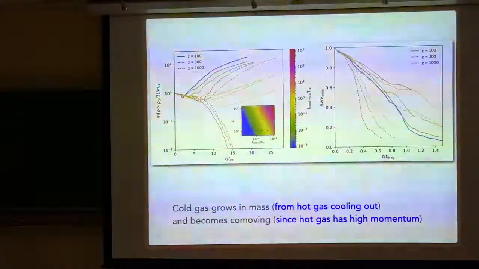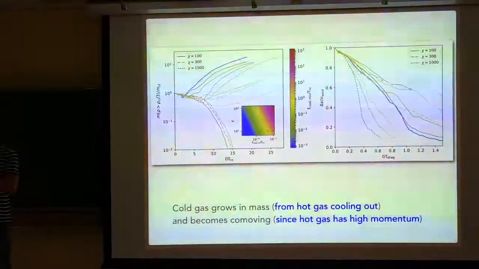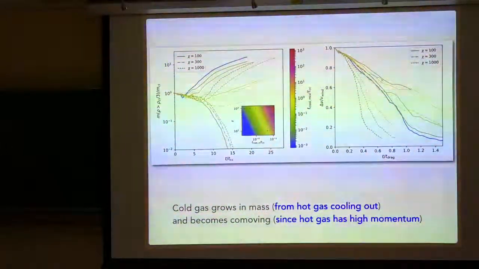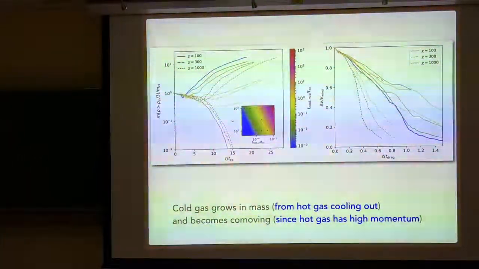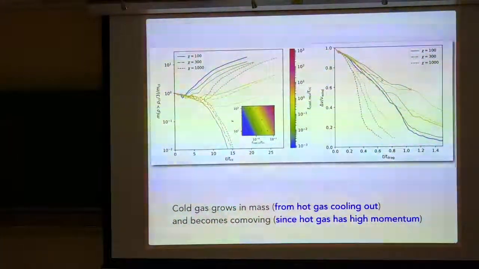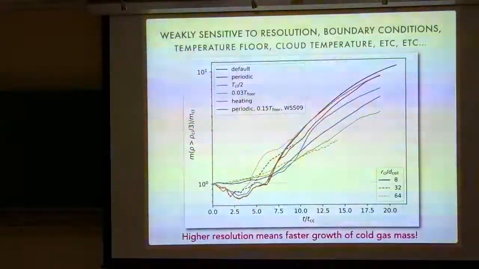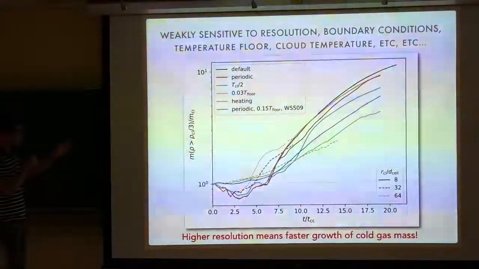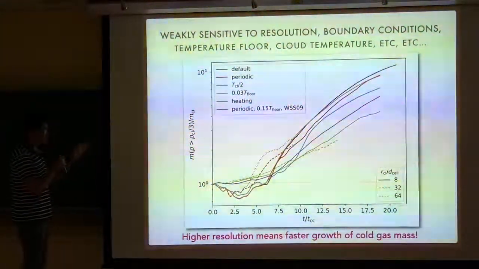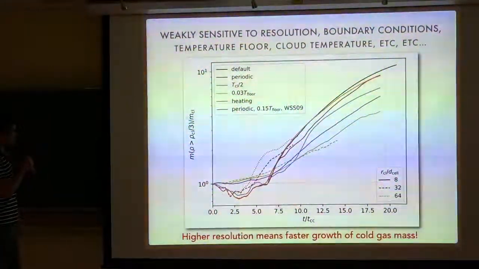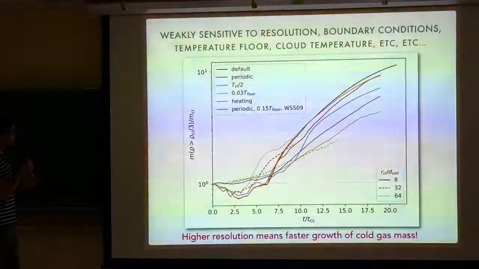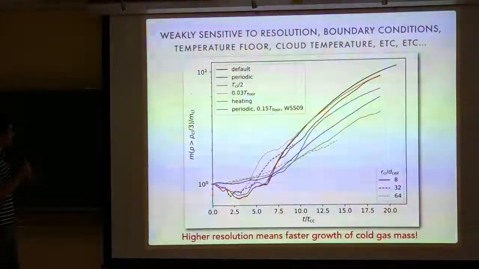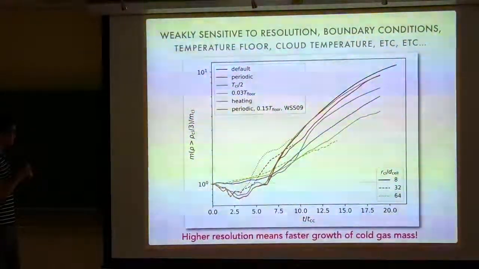So, okay. So to get with the program of Mark's talk this morning, we're catalyzing precipitation. Okay. Yeah, without gravity. Okay, and then we did a bunch of tests. We tried to change resolution. There was a time when we were very confused about the effect of boundary conditions. In the end, it doesn't matter so much. You can change the floor temperature. You can put in heating. You can change the cooling curve.